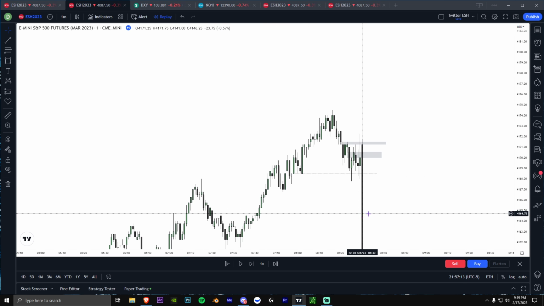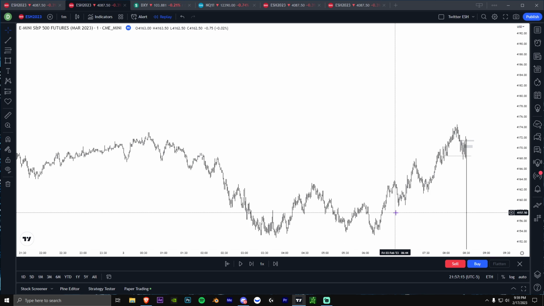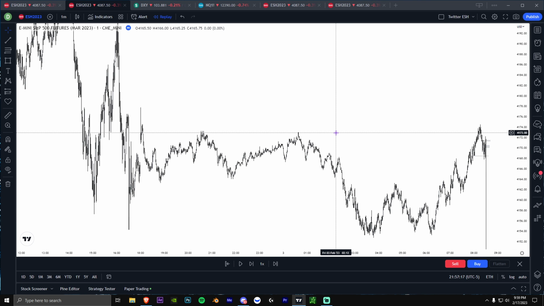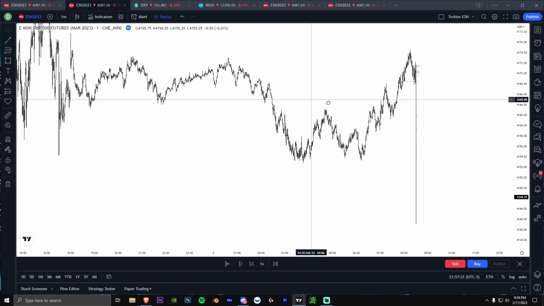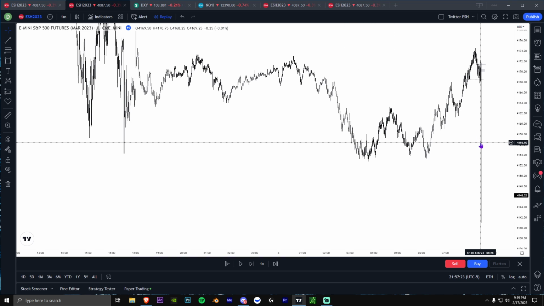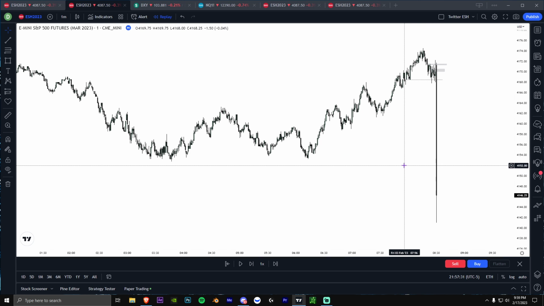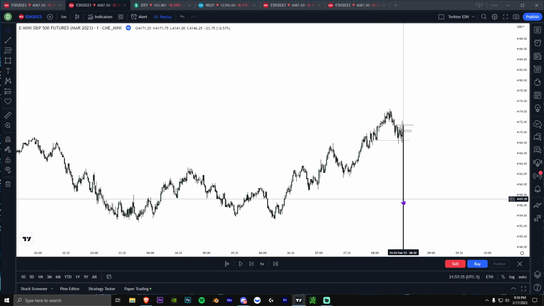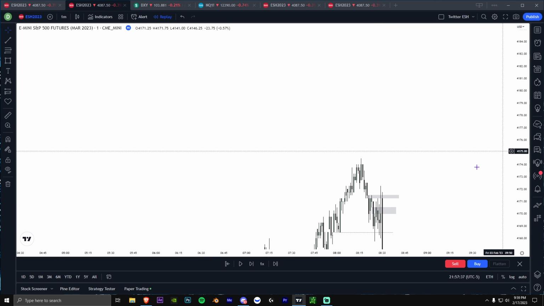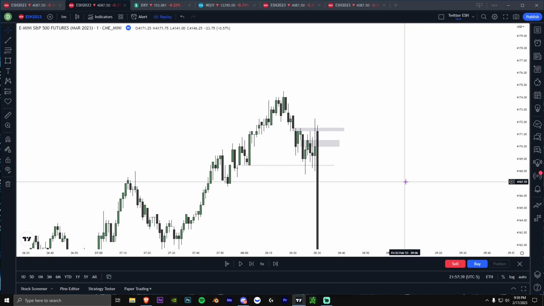This is from the 3rd. I don't even remember what this was. Apparently... oh, wait, was it CPI? I don't even know what this was. This is 8:30. It must have been CPI. It was the 3rd. Yeah, so if I knew there was news, no, I would not have shorted that.